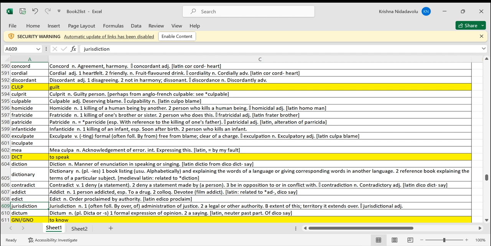Okay, or is it a juvenile court? Is it a federal court, etc.? Who has the authority to say things here? Who has the authority to dictate or to give orders? Okay, order is equal to saying, right? Who has the authority to give orders? That is jurisdiction. Dictum. Dictum is a formal authoritative statement.